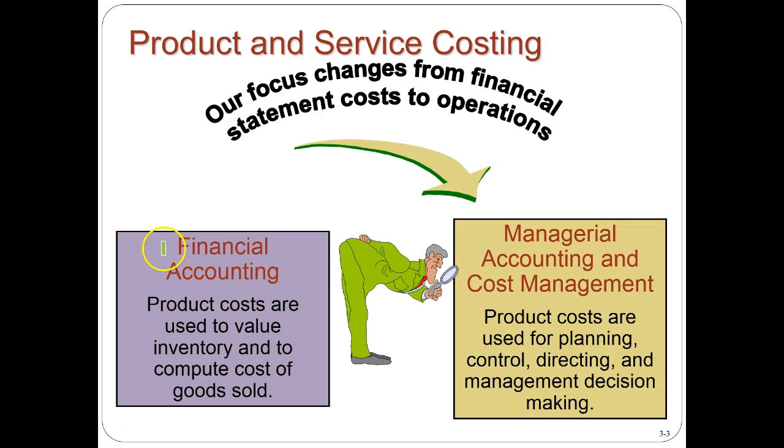So remember, the financial statements are what we have started out with most likely, and the financial accounting product costs are used to value inventory and to compute cost of goods sold. That's the primary function of the financial accounting and the income statements. On the managerial accounting and cost management side, which is of course what we are focusing on in this area, product costs are used for planning, controlling, directing, management, and decision making. So remember that what we're trying to do, of course, is for internal use, for management use, and that is generally for decision making ultimately.